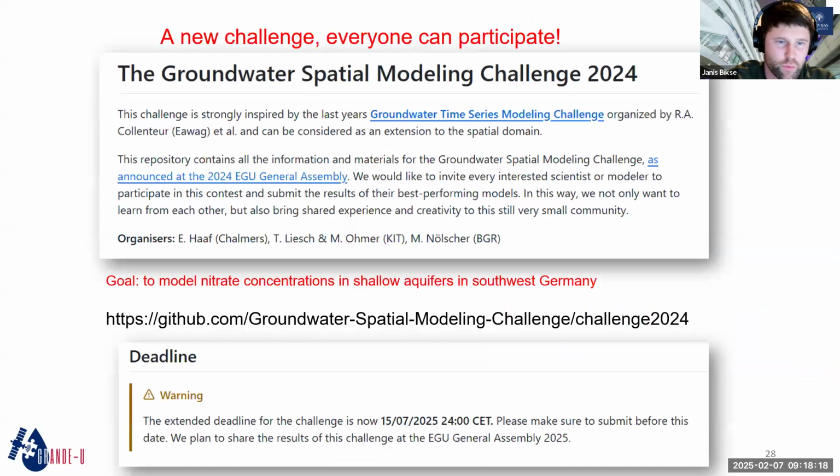But what I wanted to say in my last slide is that there is a new challenge announced. It was announced last year, and it's called the Groundwater Spatial Modeling Challenge. This time, the organizers are partly the same as previously. The idea here is not to model groundwater levels, but, as you can see, it's a spatial challenge. In this case, the idea is to predict nitrate concentrations in Germany. So if you're interested, and I hope that you will be, I actually encourage you to consider participating in this challenge.